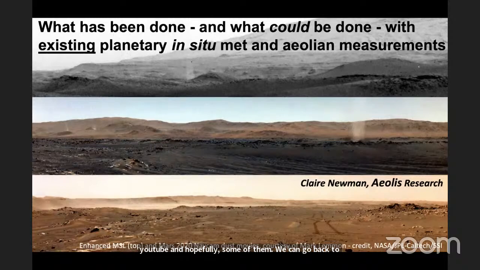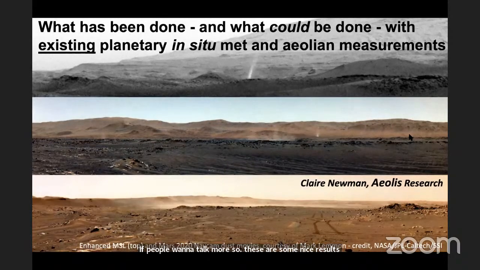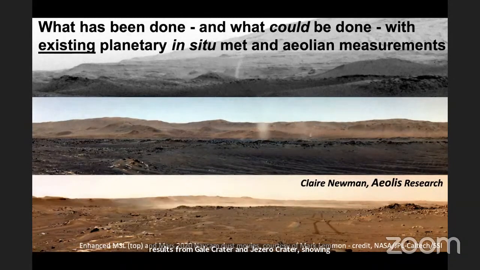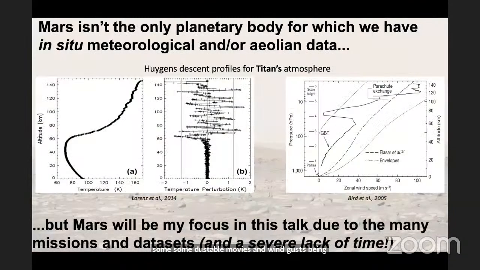So these are some nice results from Gale Crater and Jezero Crater, showing some dust level movies and wind gusts being lifted. Obviously, Mars isn't the only place where we have in situ meteorological and/or aeolian data. I wanted to be clear about that. But Mars is going to be my focus in this talk due to the many missions and data sets, and also a severe lack of time, because I think it demonstrates many of the issues that have come up already and will continue to come up in terms of what we need to send to other planets to understand things better.